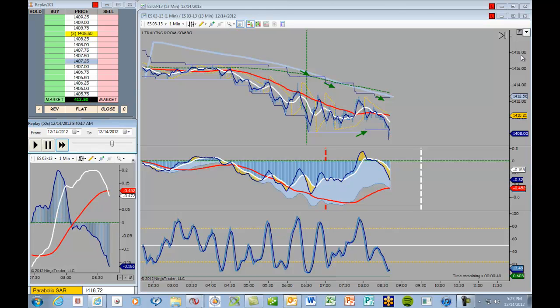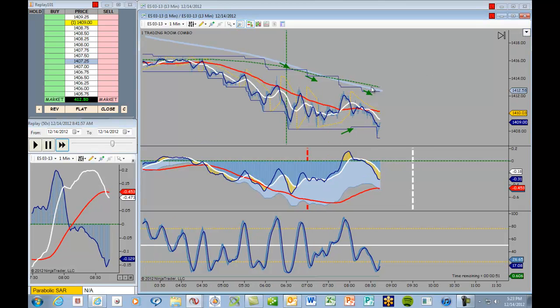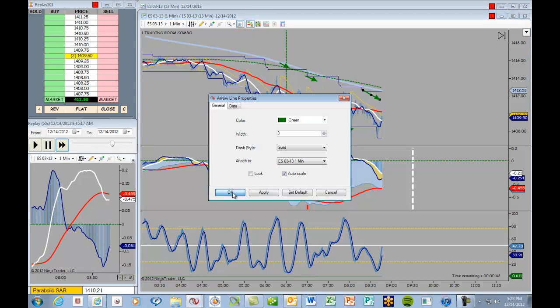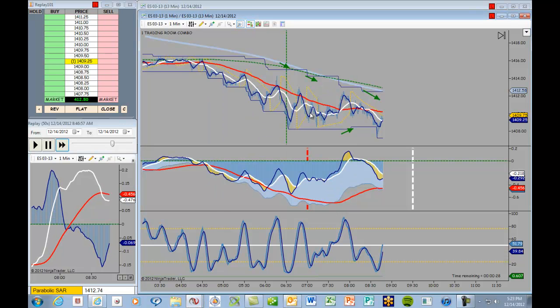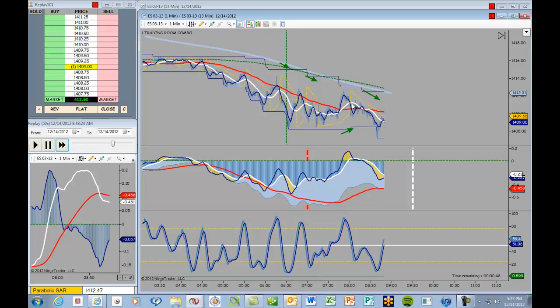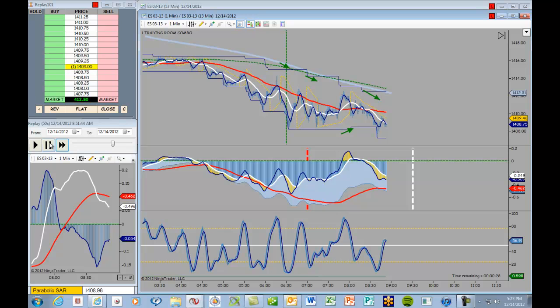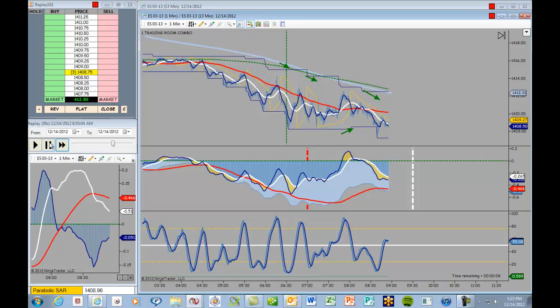All right. I found from experience that with this particular chart configuration, when you've got the red, white, and blue alignment on the moving averages, that trumps just about everything else.